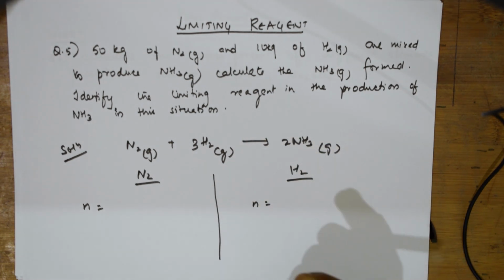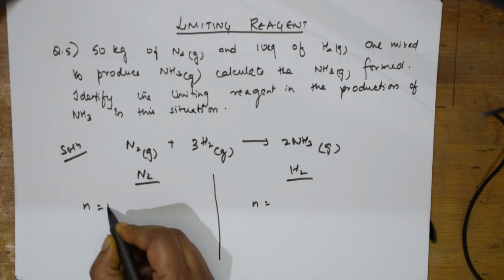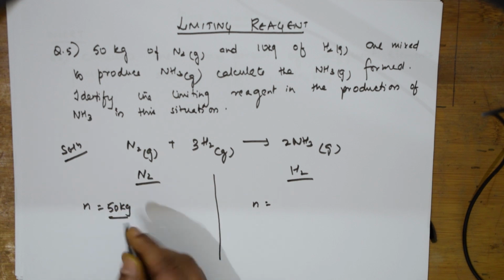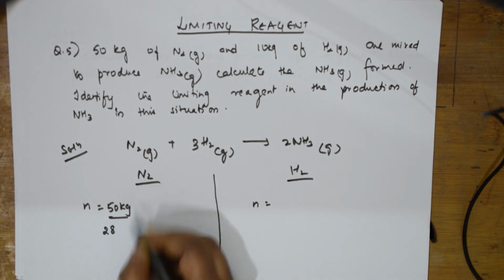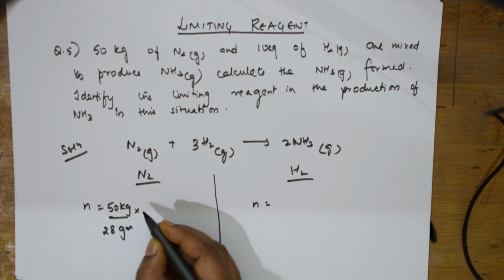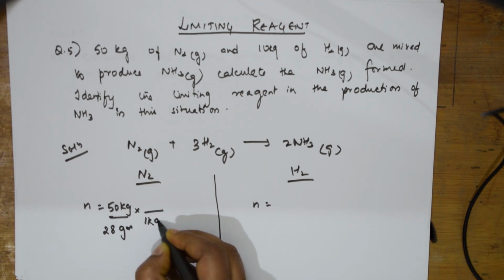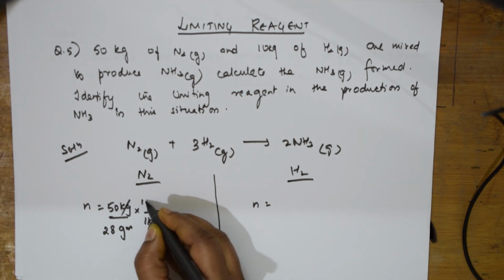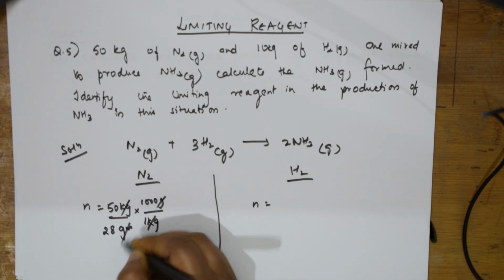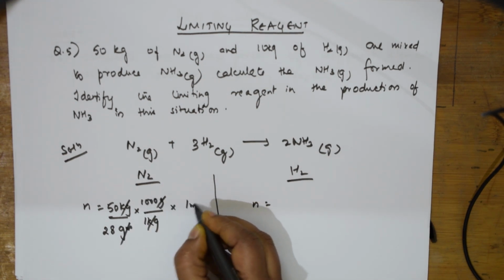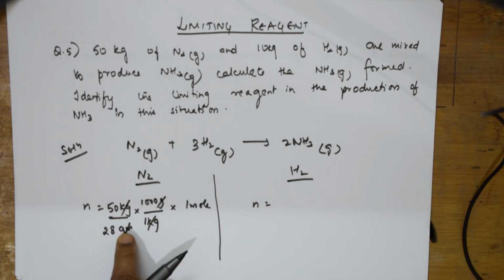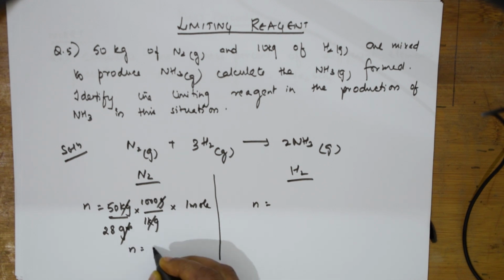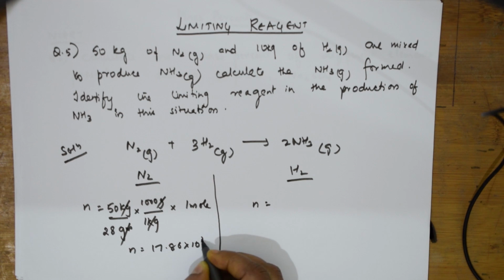Now I'll be using dimension analysis. How is this done? First of all, 50 kg, right? Number of moles is weight by molecular weight, isn't it? So 50 kg. What is the mass of nitrogen? It is nothing but 28 grams. Now to cancel this kg, I am going to divide by 1 kg. So this kg and this kg get cancelled. Now 1 kg is how many grams? It is nothing but 1000 grams. So cancel this grams and this grams. Now here you multiply with 1 mole. This and this get cancelled. The final answer which I get will be in moles. So when I solve this, I get an answer of 17.86 into 10 raised to 2 moles.